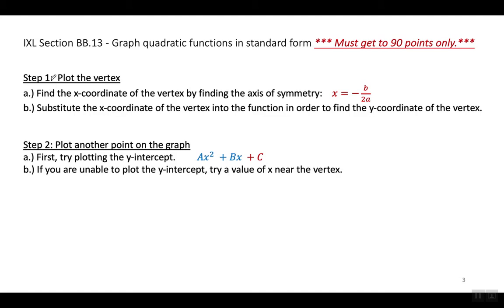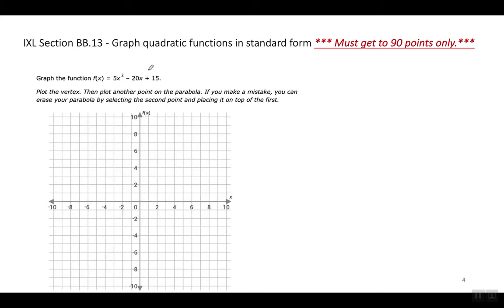Now, I'm going to show you how to do the problems in a moment. They're not difficult. But I wrote here the steps in case you want to see. I'm going to do the same steps on every problem. Let me show you what the problems look like first of all. They're going to give us a quadratic function, and you have to graph it.